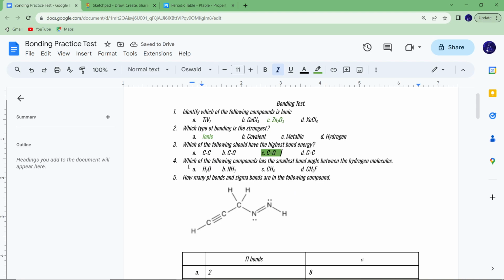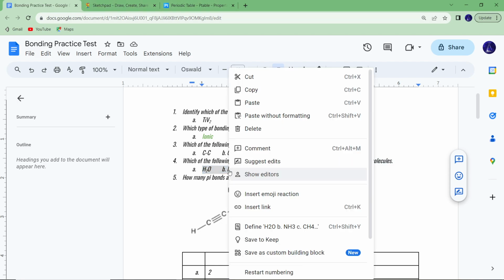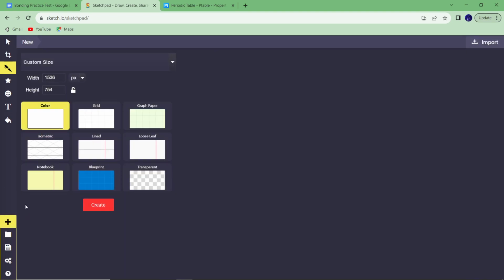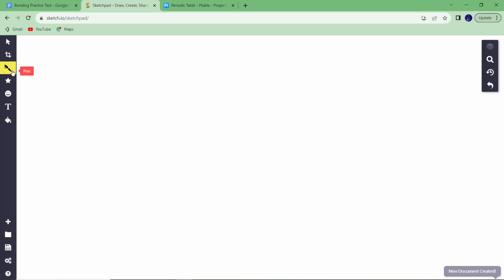All right, next we're going to look at number 4. And it is saying, which of the following compounds has the smallest bond angle between the hydrogen molecules? Okay. And so this is a case where we're probably going to have to draw these out. So we're going to copy them here. We're going to get a new one, create, and we have to draw them out.